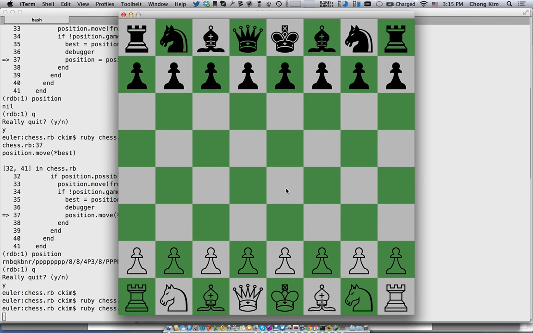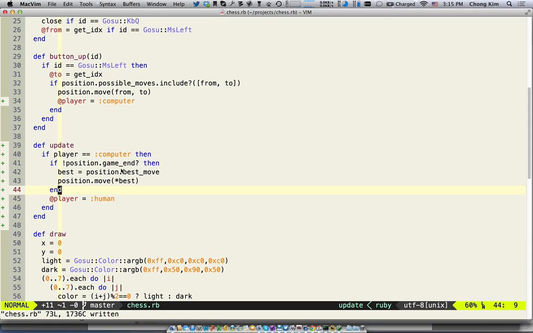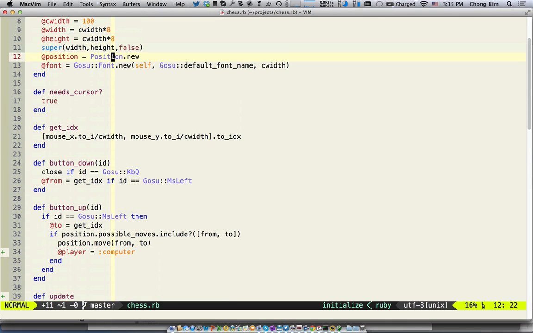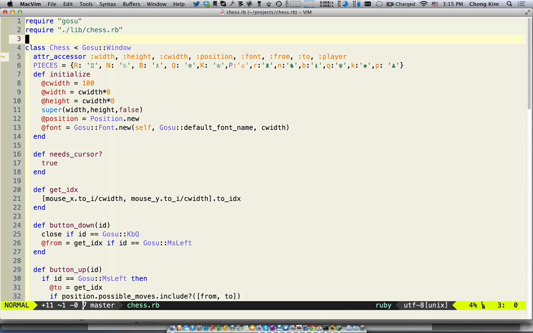Okay, so now when I make a move, we still have that same problem. So it only updates after. Which means that this is happening too quickly. As soon as we finish with the button up, it goes into the update and it does it immediately. So we want to do it in the next tick, and we can do that by just creating an intermediate step.